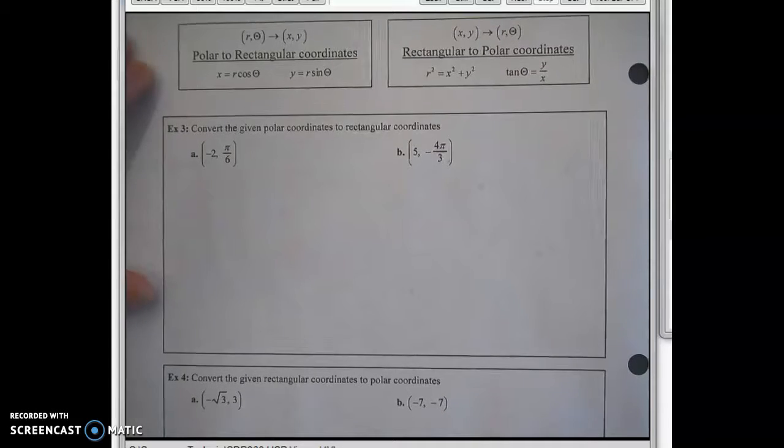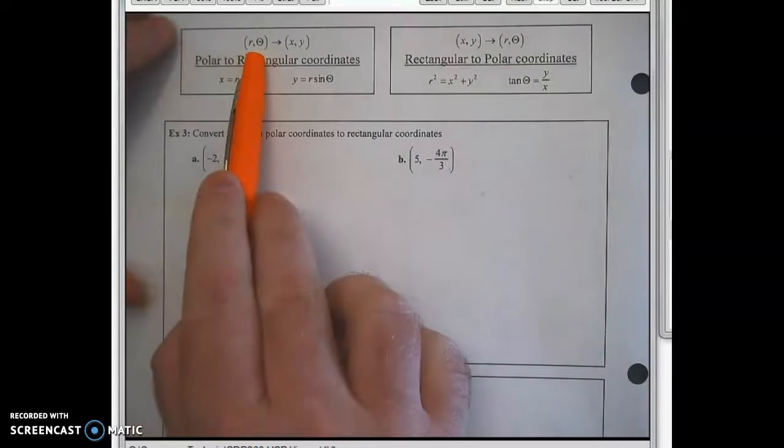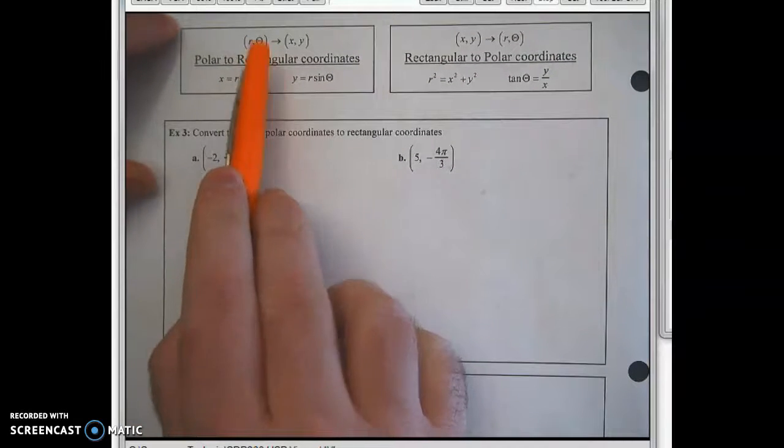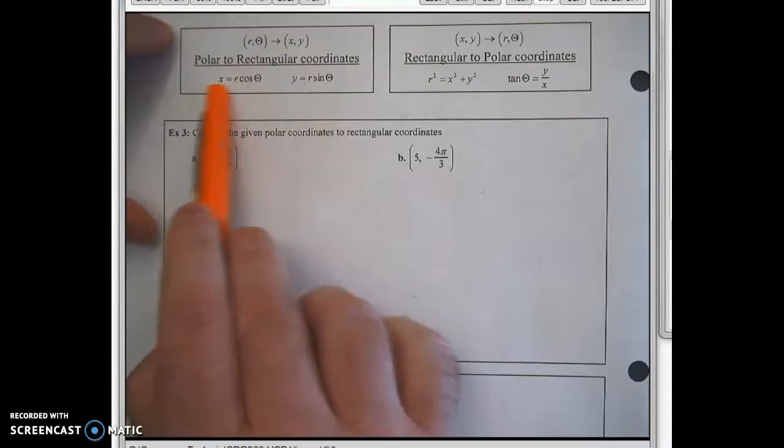All right, folks, on to the second half of our notes here. The second half is just talking about how to convert between polar and rectangular. So this is just going back and forth between the two different graphing systems. If you have r and theta, so if you're in polar coordinates and you want to turn them back into the old x and y that we learned how to graph in middle school, we use these two formulas.